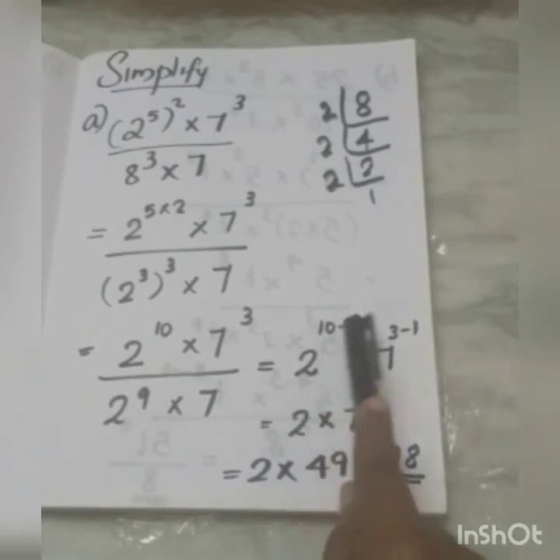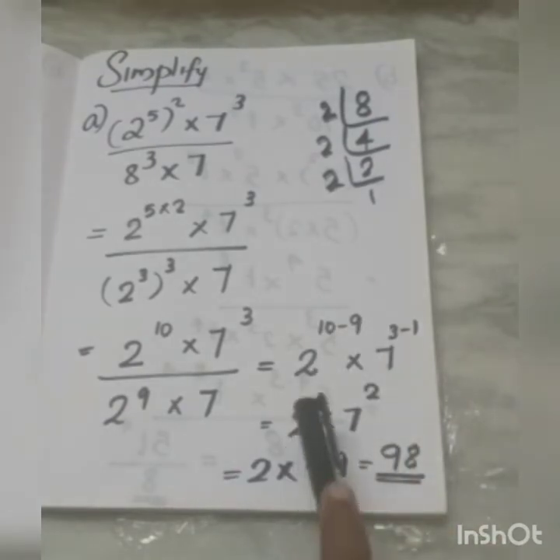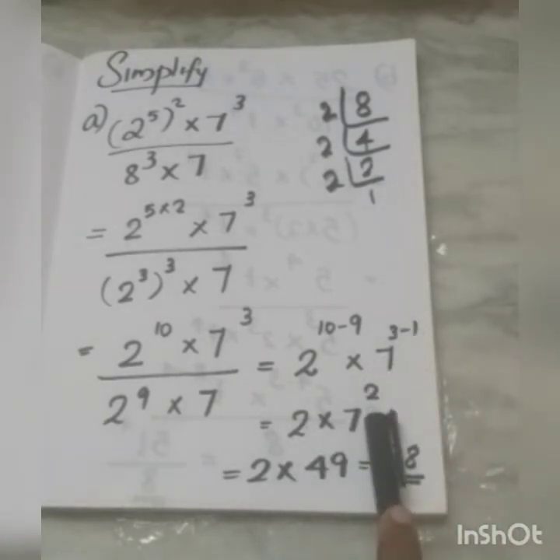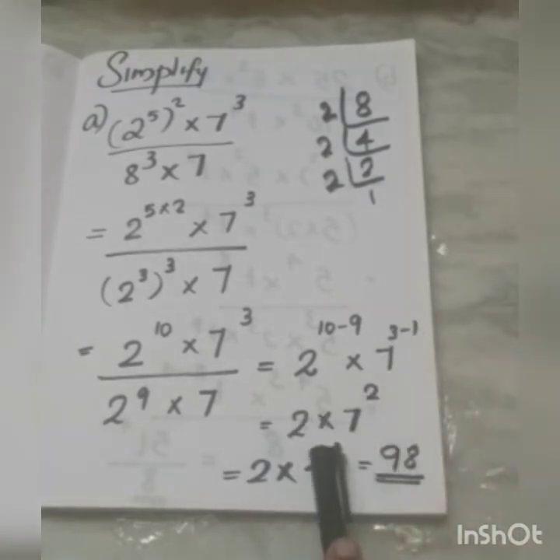Now 2 raised to 10 minus 9 is 1 itself. So 2 raised to 1. Then 7 raised to 3 minus 1 is 7 square. Here they didn't ask you to write it in the exponential form. They just ask you to simplify, so we can multiply. 2 into 7 square is 2 into 49, that is 98. So in this way you have to simplify.